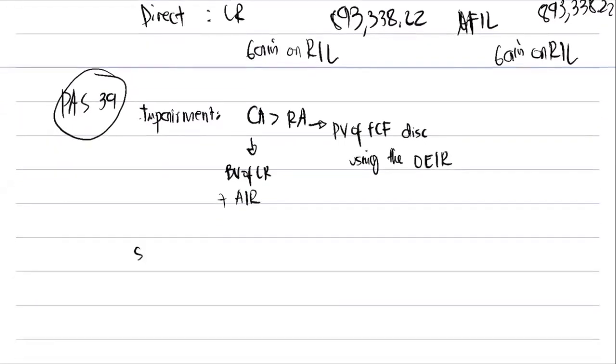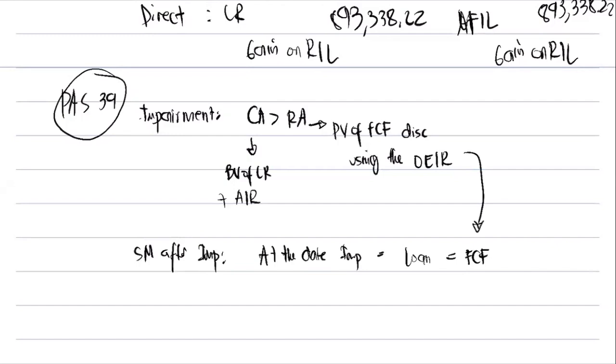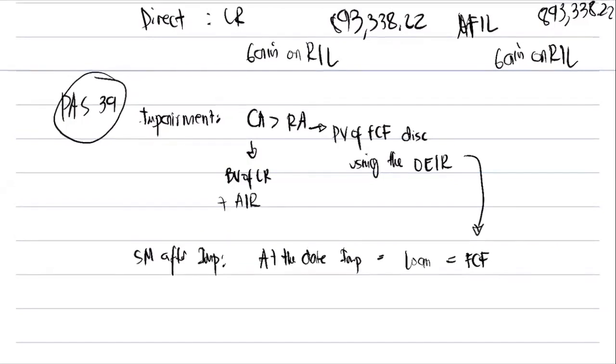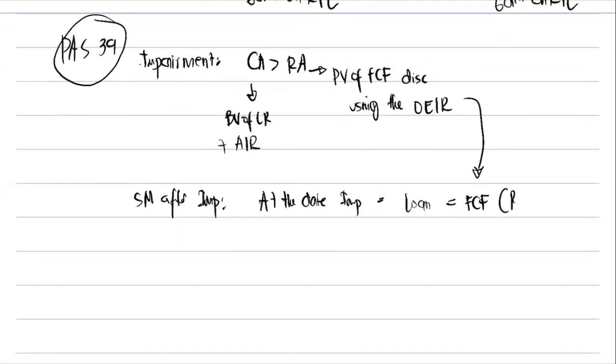We go now to the subsequent measurement after impairment. So at the date of impairment, what is the value of the loan? So the loan is equal to the future cash flows or the present value of future cash flows. So in short, we will recognize the loan at the recoverable amount.